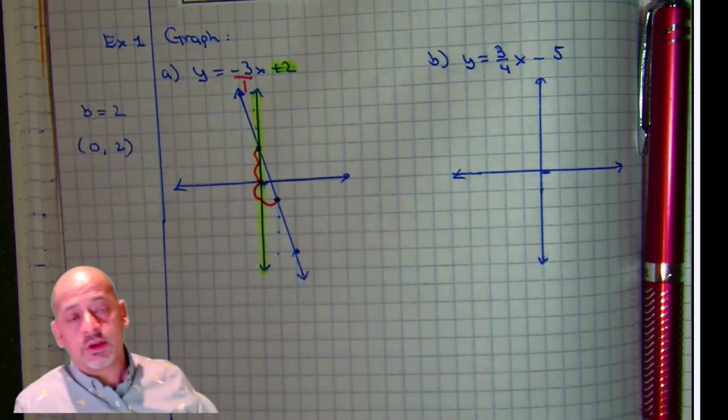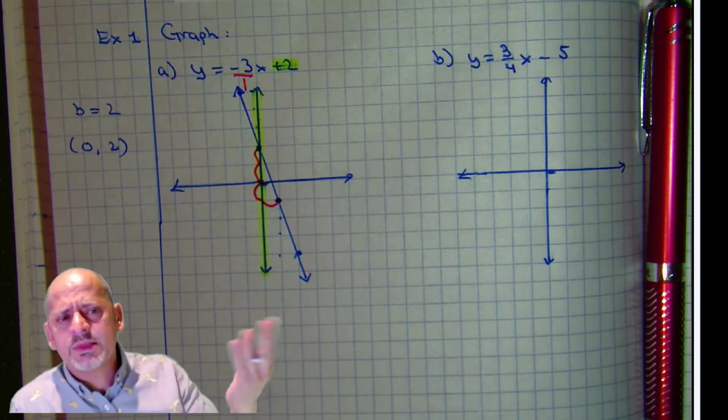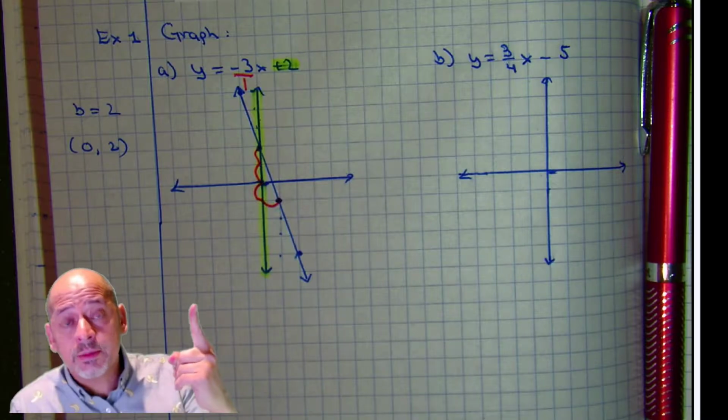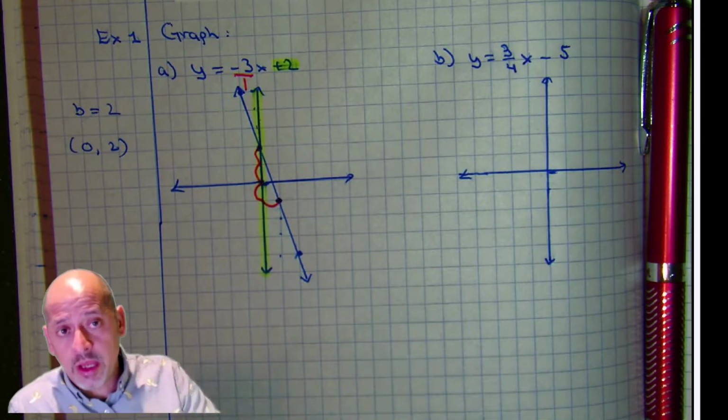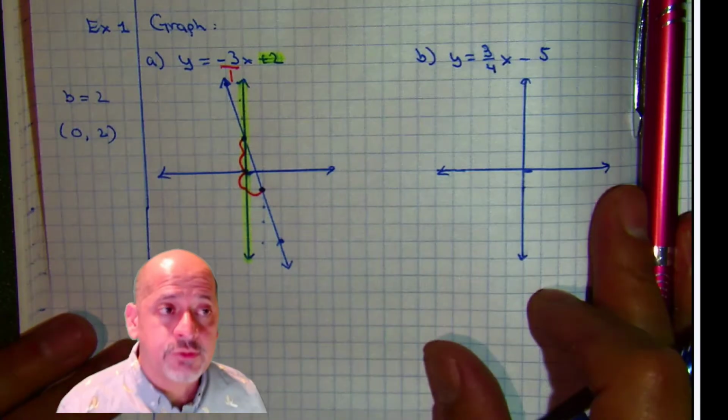So which way is easier? The way that we did it in 3.1 or the way that we did it now? Now this is much faster, right? And we're using 2 things. We're using your b as your y-intercept, and your slope is your m. So let's go to the next one.